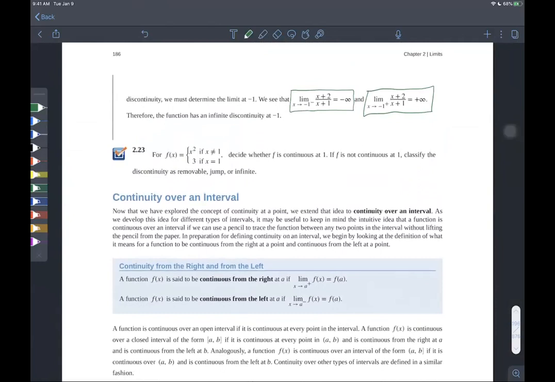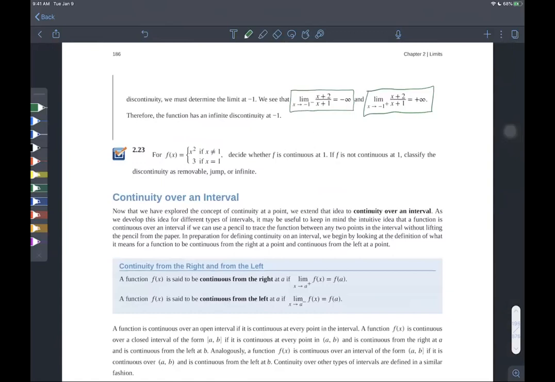So continuity over an interval. We talked about whether a function is continuous or not at a single point, at a value of x equal to a, but what about over an entire interval? Now that we have explored the concept of continuity at a point, we extend the idea to continuity over an interval. As we develop this idea for different types of intervals, it may be useful to keep in mind the intuitive idea that a function is continuous over an interval if we can use a pencil to trace the function between any 2 points in the interval without lifting the pencil from the paper.